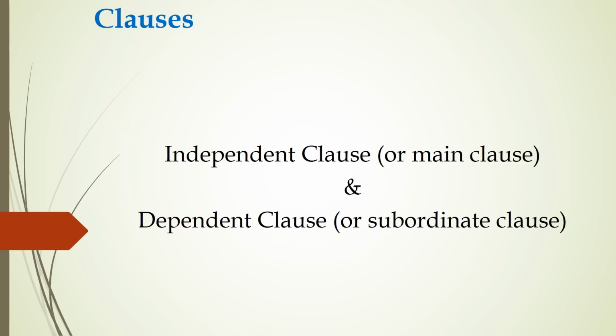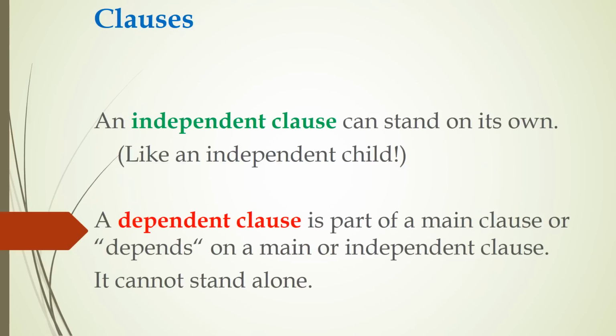So the two different types of clauses that we're going to discuss in this video, again, are the independent clause, or sometimes called a main clause, and a dependent clause, or sometimes called a subordinate clause. Now, an independent clause can stand on its own, just like an independent child. It means that it's a complete sentence. Really, an independent clause is a complete sentence. You can use it by itself. Of course, you can add phrases and dependent clauses to it, but basically it could be left alone.